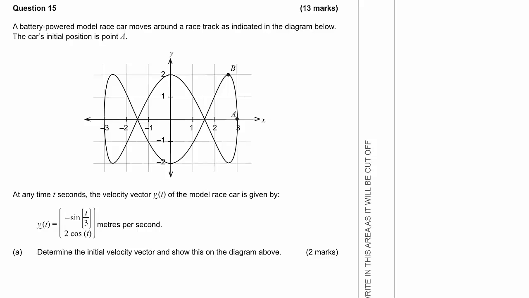A battery-powered model race car moves around a racetrack as indicated in the diagram below. The car's initial position is at point A. At any time t seconds, the velocity vector v of the model race car is given by v equals negative sine t over 3, 2 cos t. Determine the initial velocity vector and show this on the diagram above.